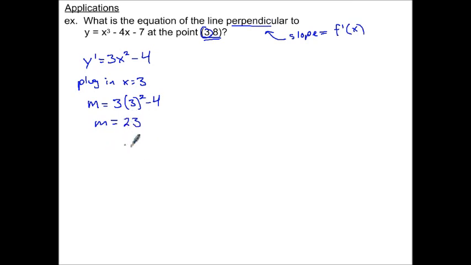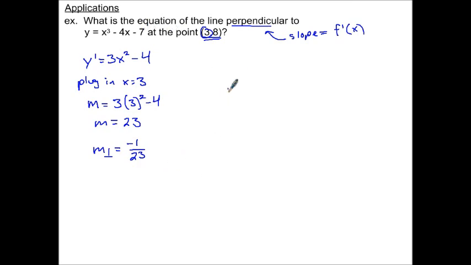Alright, so there's the slope of the curve, but I want to be perpendicular to that. So the slope of any perpendicular is, of course, the opposite reciprocal. So now this becomes -1/23, which admittedly is not the prettiest number you've ever seen, but there it is. Okay, that being said, now I want the equation.